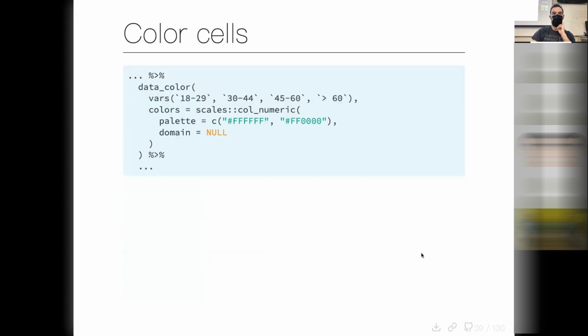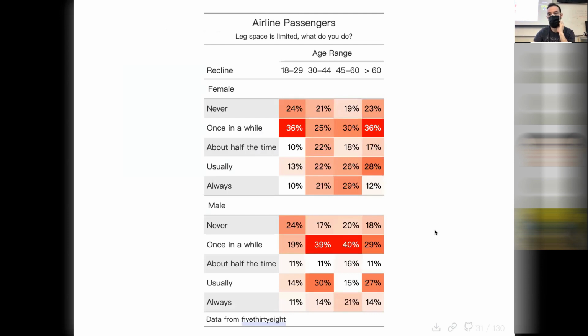Okay. Just a few last things. These are a little more advanced, but kind of fun. One thing you can do too is say data_color. Okay. And then say for these variables, I want to apply some palette to those cells. Okay. So if it's a higher value, it will be one color. If it's a lower value, it will be a different color. So I'm saying the colors is equal to col_numeric from the scales package that has a palette where the lowest value is white and the upper value is this red-ish color. Okay, domain is NULL. That basically means it'll figure it out, I think. Okay, and then it looks like this.